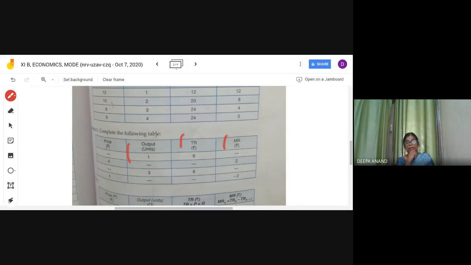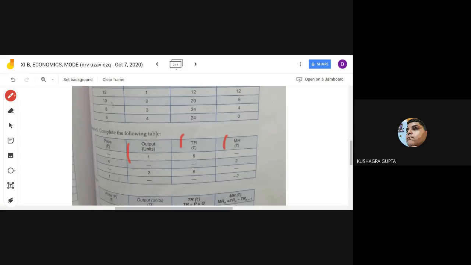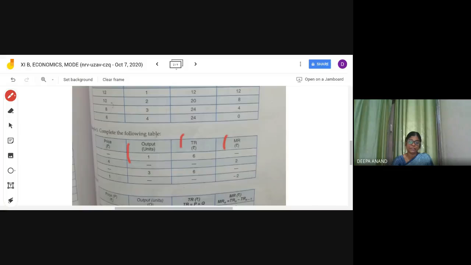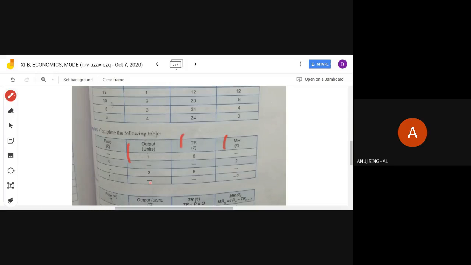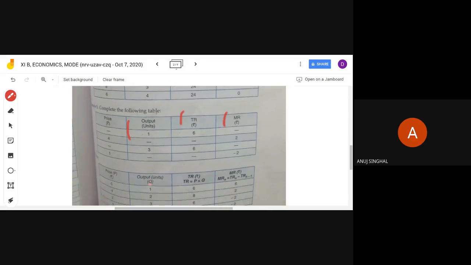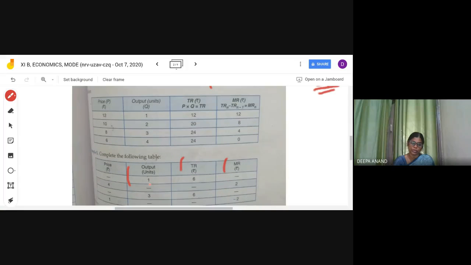Okay, no problem. Kusha, can you read the output? Is Kusha there in the call? Yes, ma'am. Output padho beta. 1, 3. Nahin, missing figure fill karke bolo. The missing figure. Here what will come and here what will come. Ma'am, it is 1, 2, 3, 4. Who is this? Anuj. Okay. Good.